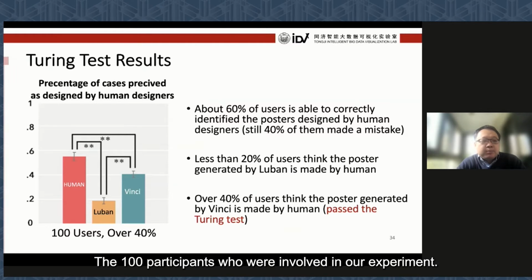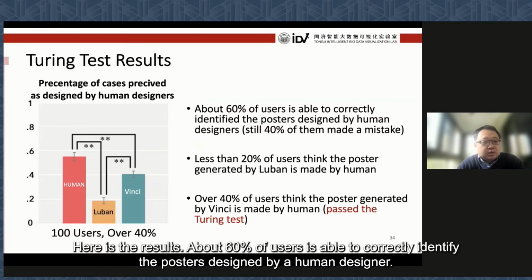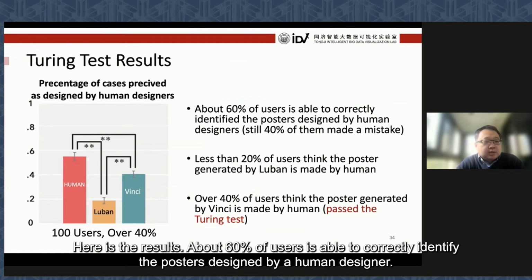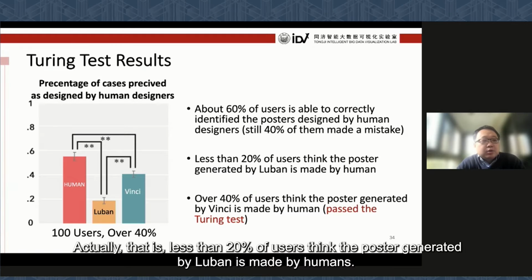100 participants were involved in our experiment. Here are the results. About 60% of users are able to correctly identify the posters designed by human designers. And over 80% of users are able to tell the poster generated by Luban is not designed by a human. Actually, less than 20% of users think the poster generated by Luban is made by a human.